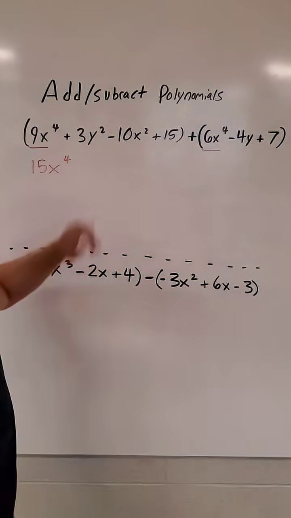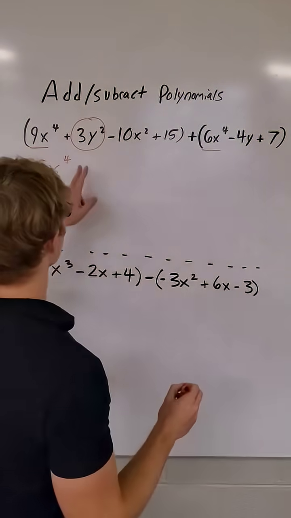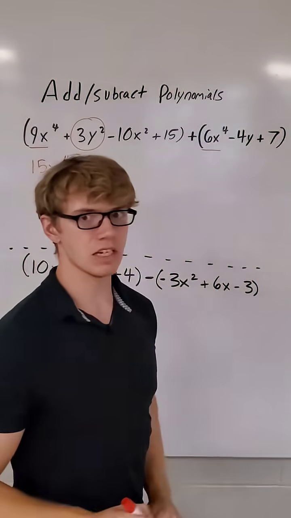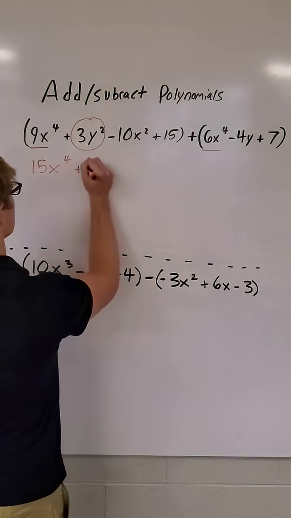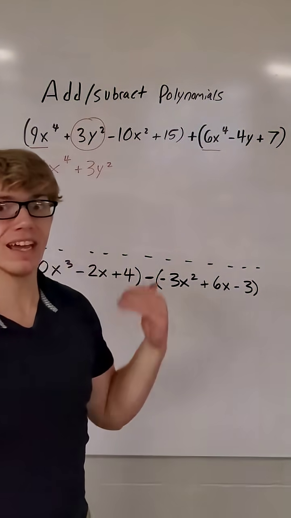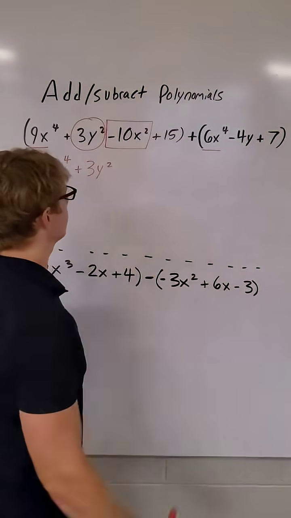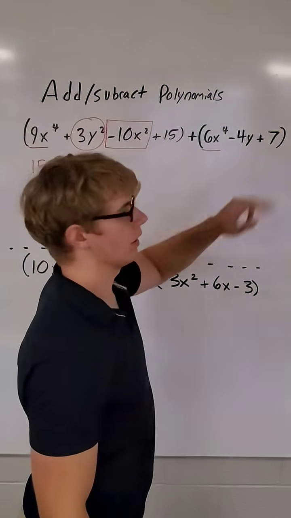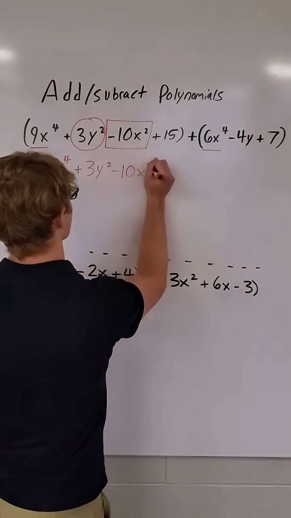Now, let's move on to the next one. We've got 3y squared. I'm going to put a circle around this one. I'm going to scan. I don't see any other y squareds, so I'm just going to drag it down. Plus 3y squared. Next up, we have negative 10x squared. I'm going to put a box around this one. Scan. I don't see it. So, drag it down. Negative 10x squared.